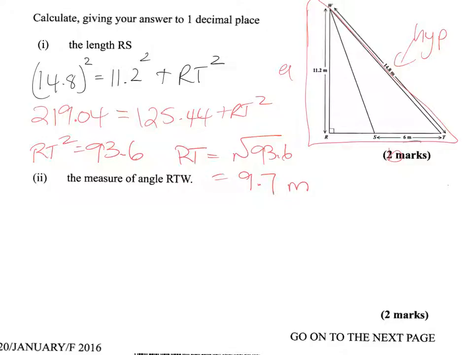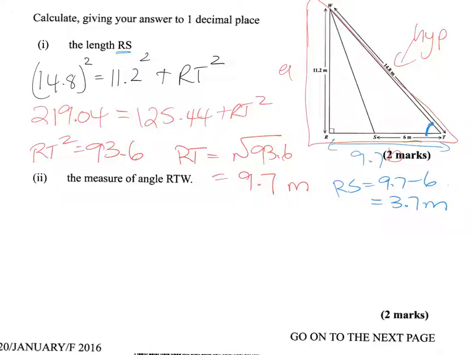The next piece asks us to measure the angle RTW. So we want to get RTW, which would be this angle here. So we know that this length here, we just worked that out, and that is 9.7. Oh, sorry, that is RT. The question before asks us for RS. RS then will be equal to 9.7 minus 6, which gives us 3.7 meters. And now we've completed the question for 2 marks.